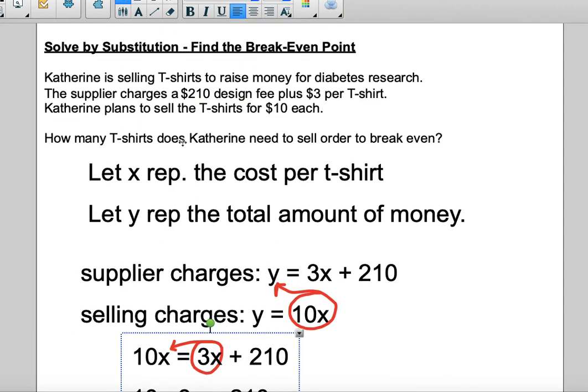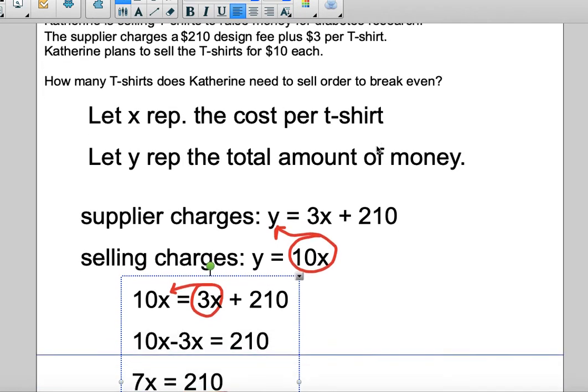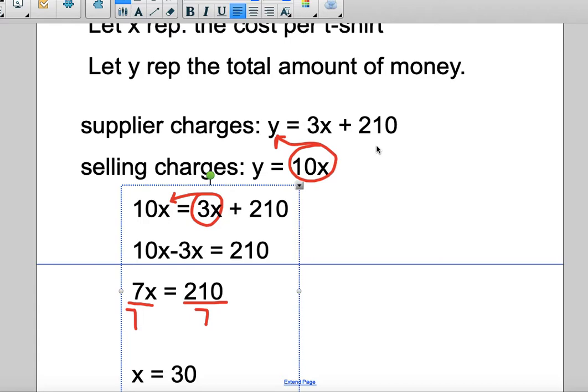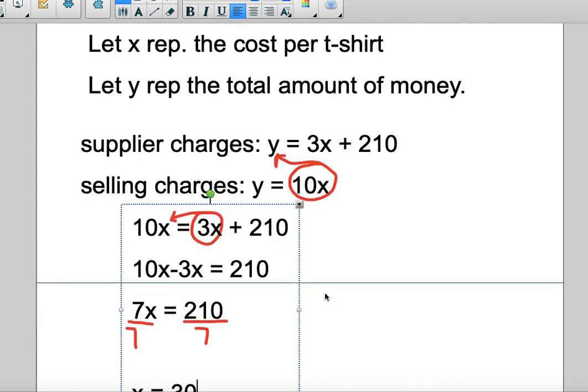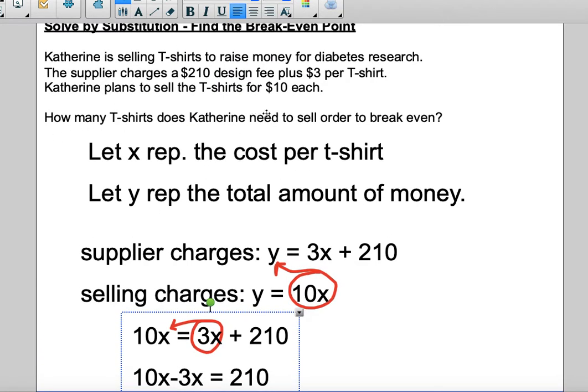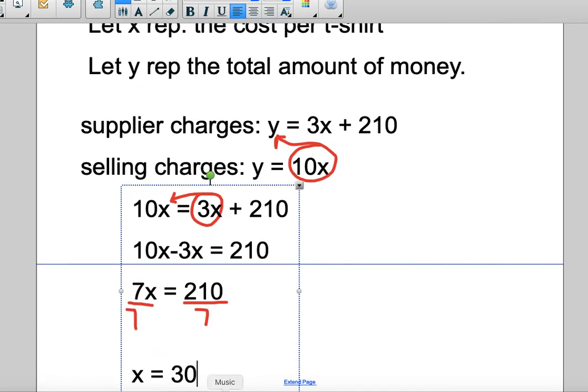So we have defined x as the total cost per shirt. How many t-shirts does Catherine need to sell to break even? This is just asking us about the t-shirts. So we actually don't need a point of intersection here. If we're interpreting this question properly, how many t-shirts does she need to sell to break even? We are only looking for that x value, not the y value.